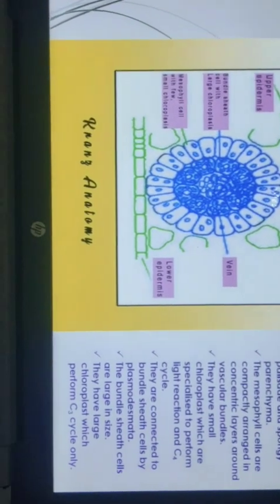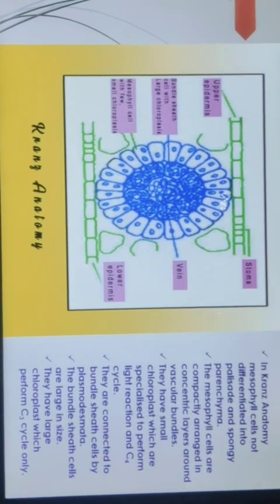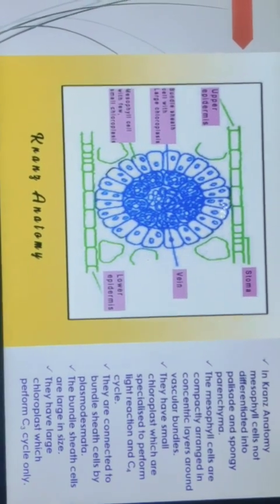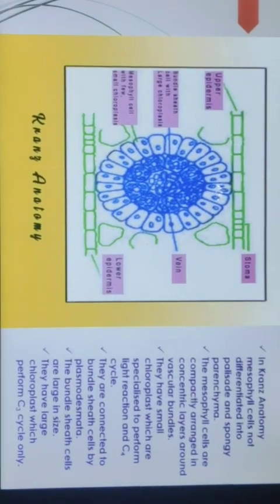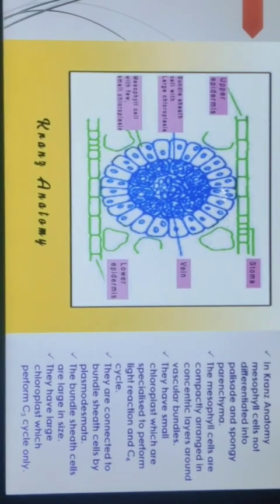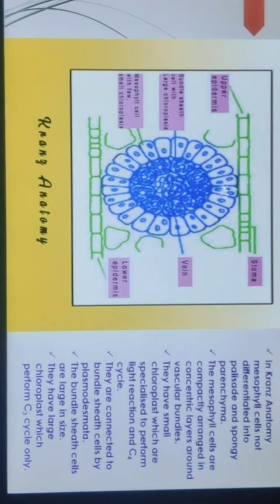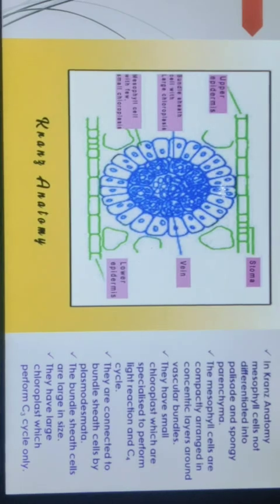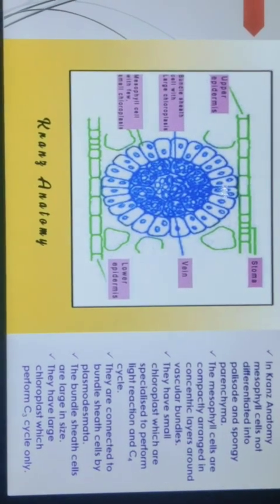In addition to it, they have small chloroplasts which are specialized to perform the light reaction and the C4 cycle. Now these are connected to the bundle sheath cells by plasmodesmata. The bundle sheath cells are very large in size. They have again large chloroplasts which function in the C3 cycle only.